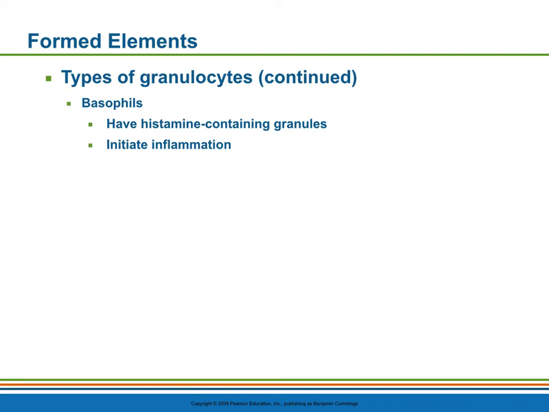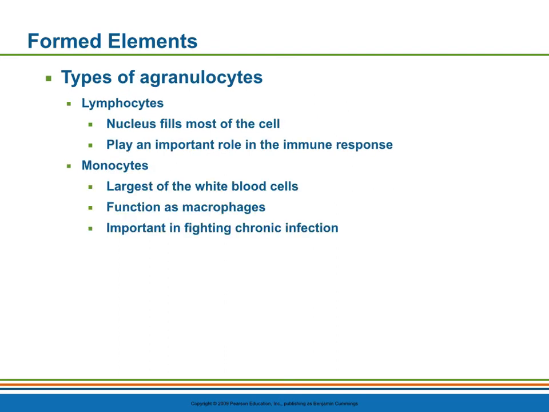They contain histamine, which is an inflammatory chemical that makes blood vessels leaky and attracts other white blood cells to the inflammatory site. The second group of white blood cells is the agranulocytes, which contain no visible cytoplasmic granules. Lymphocytes tend to take up residence in lymphatic tissues, where they play an important role in the immune response. Monocytes are the largest of the white blood cells. When they migrate into the tissues, they change into macrophages with huge appetites. Macrophages are very important in fighting chronic infections such as tuberculosis.